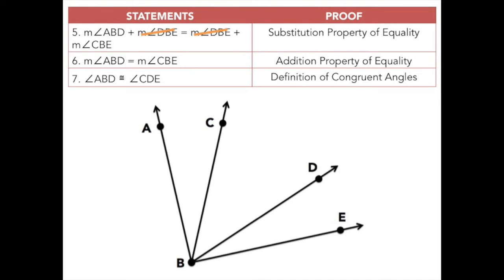Lastly, from this, we can say that angle ABD is congruent to angle CBE due to the definition of congruent angles.